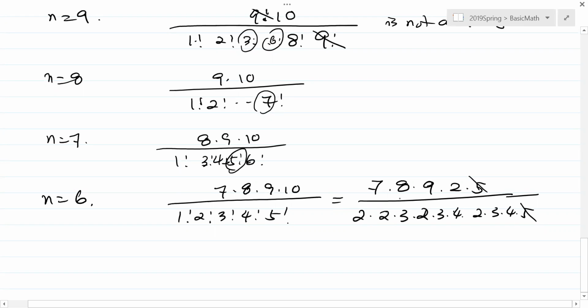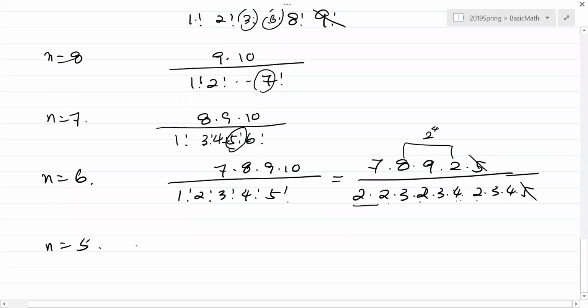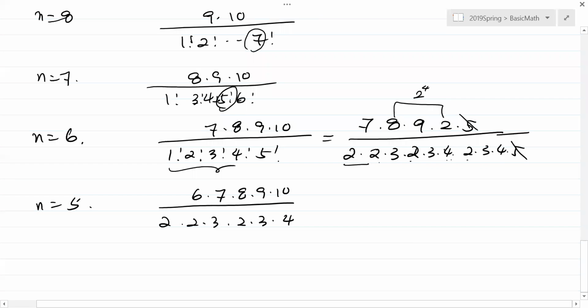Then you can see that 7 is okay, right? How many twos there? You can get 2 to the 4th power, okay? But here 1, 2, 3, 4, 5, 6, 7, lots of twos there. You can cancel out, okay? So finally, that works, okay? 6, 7, 8, 9, 10. Then this, if you multiply out, okay, then that works, okay? So this is an integer, okay?